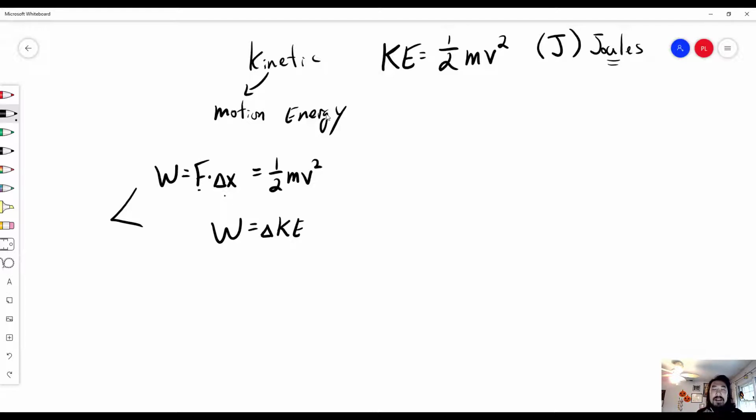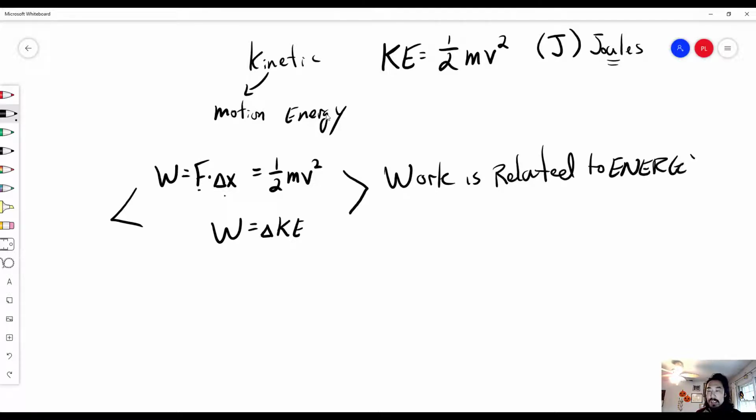All right, now this conceptually ties into something that's bigger, and we will come across this idea again and again. In fact, one of our topics is called the work energy theorem. But all you need to know until we get to the work energy theorem is that work is related to energy. Okay, work is connected to energy. It's very important. The two go hand in hand.